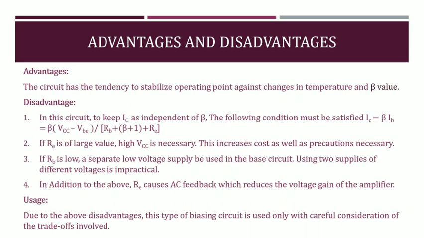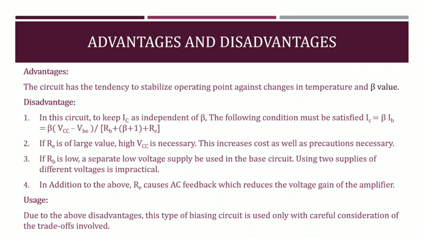If RB is low, a separate low voltage supply must be used in the base circuit. Using two supplies of different voltages is impractical. In addition to the above, RE causes AC feedback which reduces the voltage gain of the amplifier. Due to the above disadvantages, this type of biasing circuit is used only with careful consideration of the trade-offs involved.